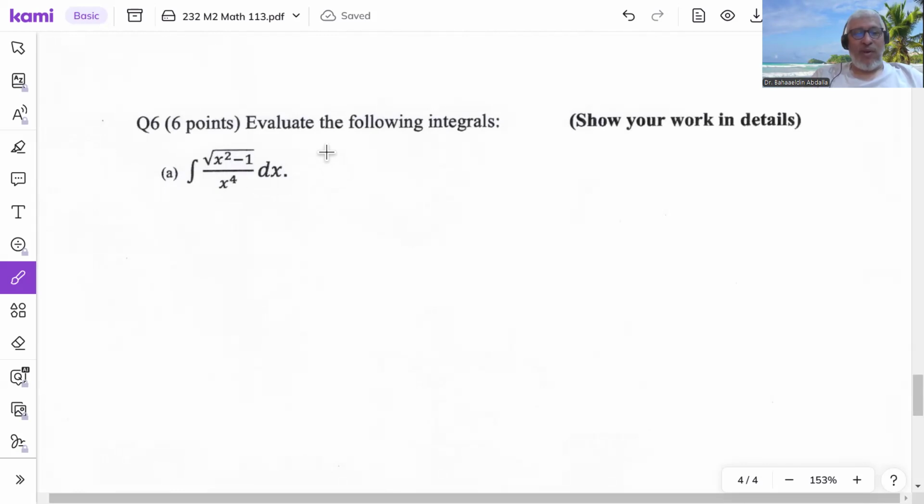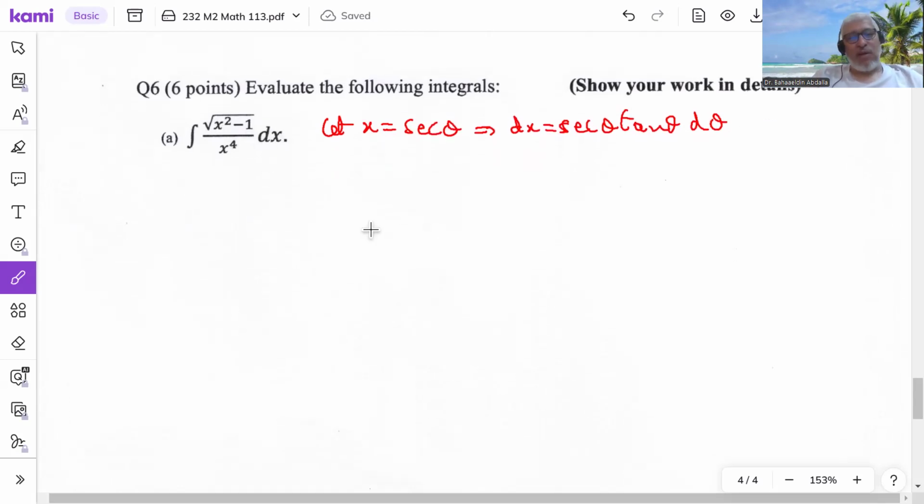This is one of them, and I can take x, I can call x secant theta. If it is in this form, x squared minus 1, we call x secant theta. And then dx would be, the derivative of secant is secant theta tan theta d theta. So I'm going to change the integral from x to theta. And for that, I need to change x to the power 4. Okay, it will be secant to the power 4. But what about this square root? I'll call this integral I.